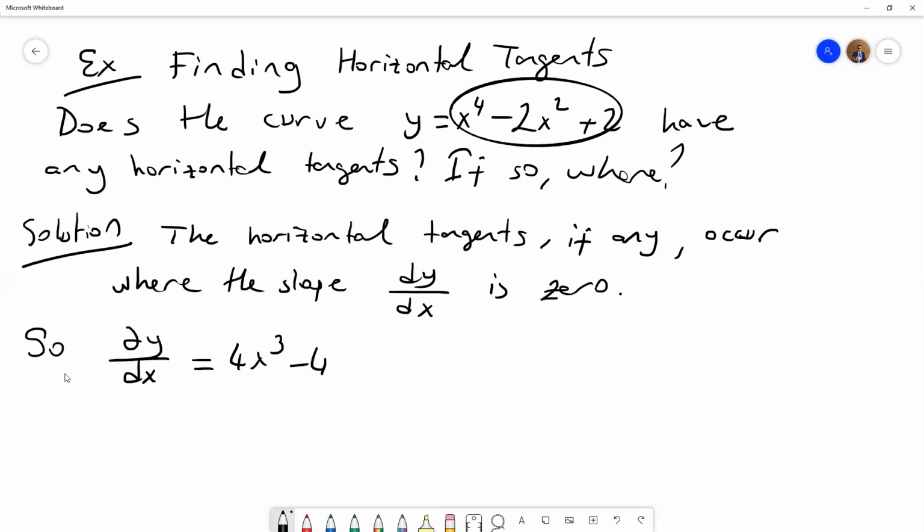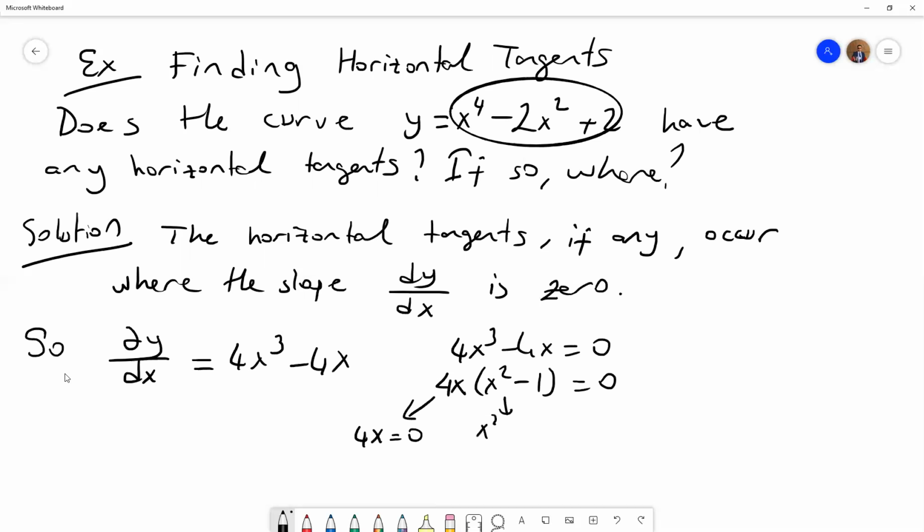4x cubed minus 4x, and we have to set this equal to 0. 4x cubed minus 4x is equal to 0. So let's make parentheses: 4x times (x squared minus 1). Here we have 4x equal to 0 and x squared minus 1 equal to 0. Here we have x equal to 0, and here we have (x minus 1)(x plus 1). So x is equal to 1 and x is equal to minus 1.